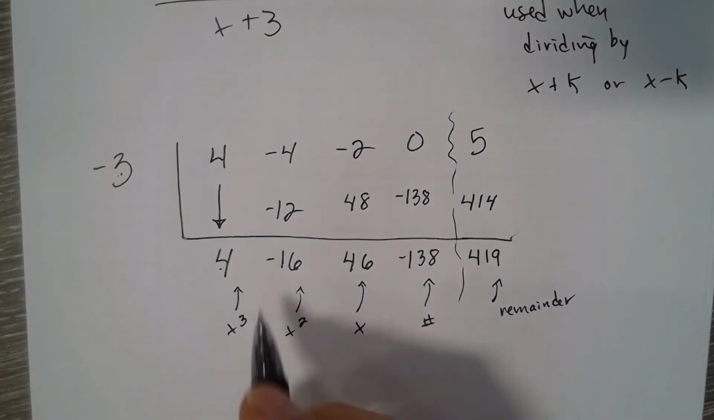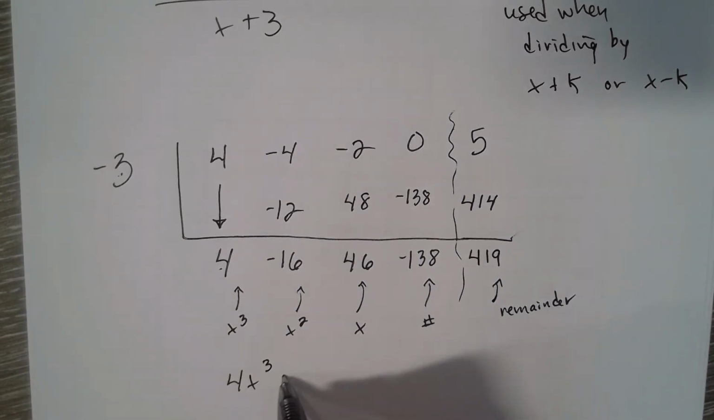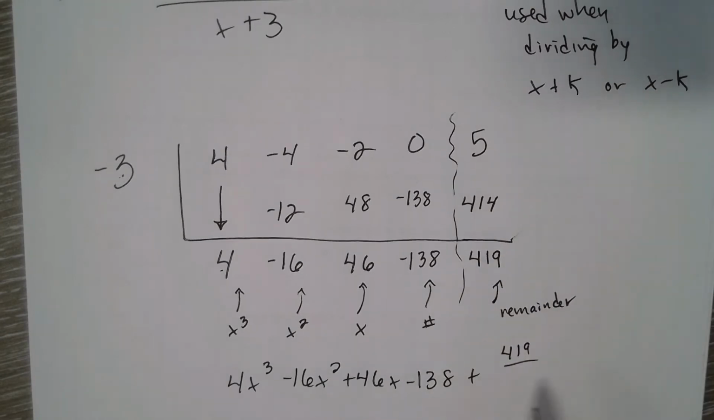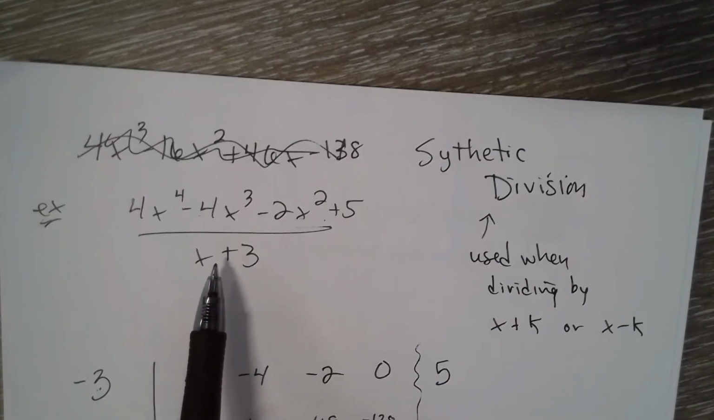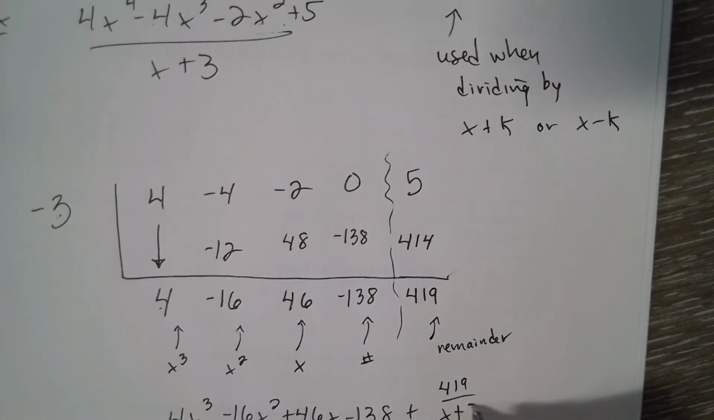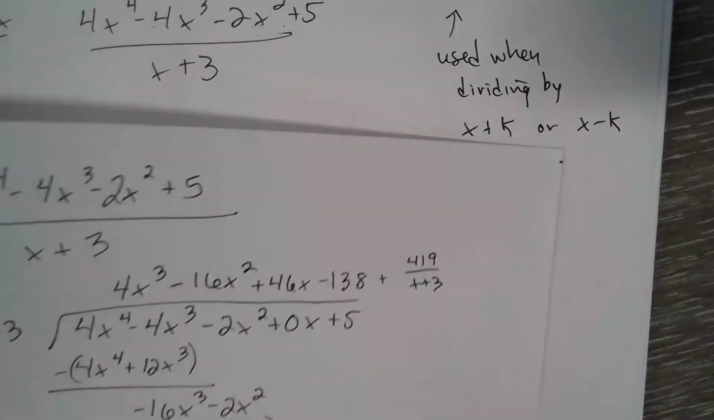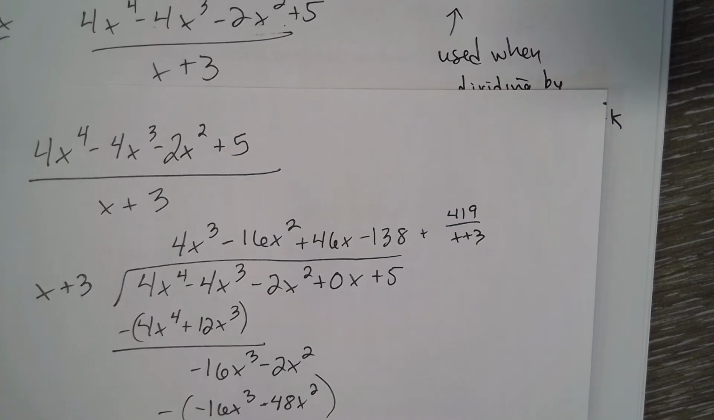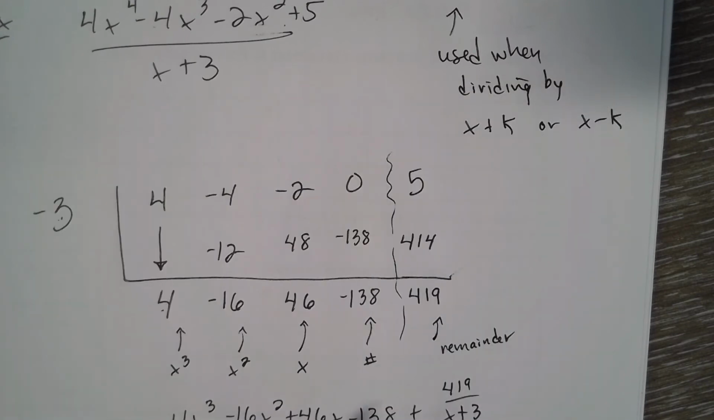So our answer would be 4x cubed minus 16x squared plus 46x minus 138 plus 419 over whatever we were dividing by, because that's our remainder. So divided by x plus 3. If you notice, we got the same answer as when we did polynomial division.